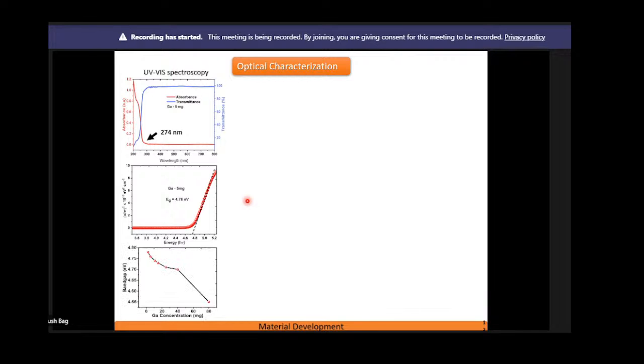So then we have also tried to see the different optical parameters. This is the UV-visible spectroscopy. From here you can see there is a sharp cutoff around 274 nanometers, and from that we could calculate the band gap of this gallium oxide, which is around 4.76 electron volts. And there is also a variation in the band gap when we have changed the gallium metal concentration. This is perhaps due to those nanostructures forming and the strain coming from those nanostructures.